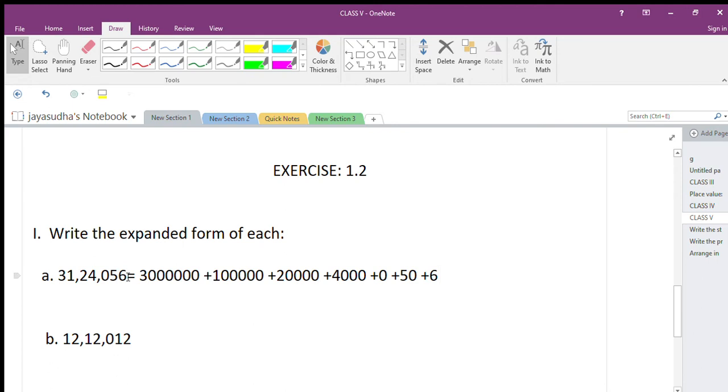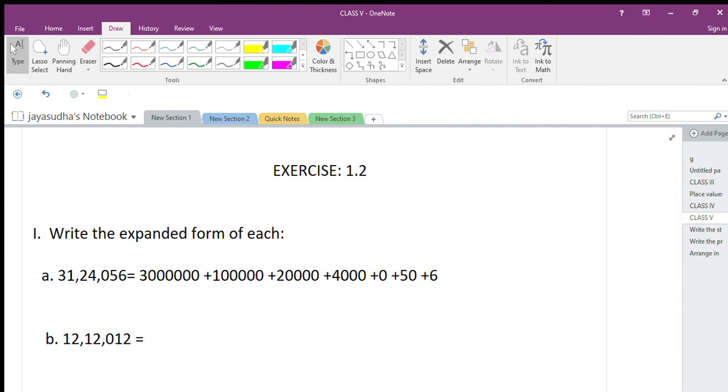After 6 there is no number here, so there are no zeros added with the 6, because the 6 is the ones place. So the next tens place, hundreds place is 0. Then thousands place, ten thousands place, lakh place, ten lakh place. Are you able to understand, children? This is the expanded form. Now move on to the second sum.